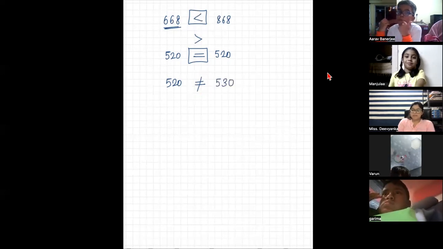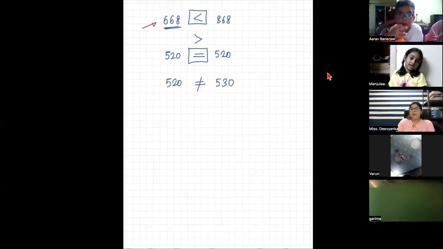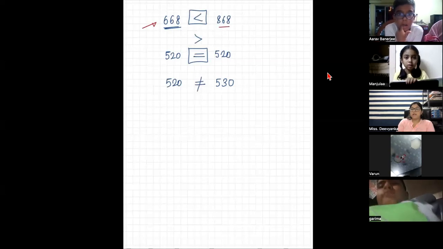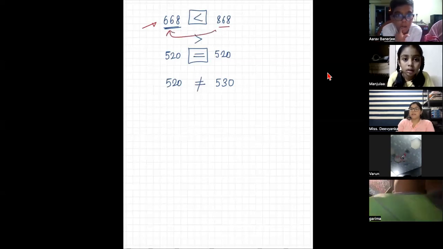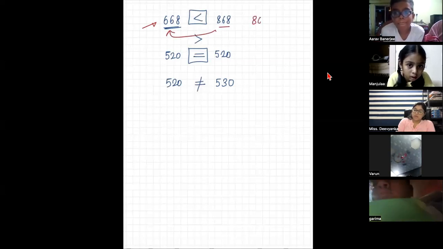Now in sentences, how am I going to frame the sentences? 668 is lesser than 868. Correct? And then the other way around, 868 is greater than 668. Yes? So these are the exact words how it will be written in your questions. 868 is greater than 668.